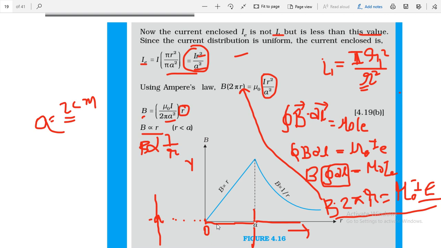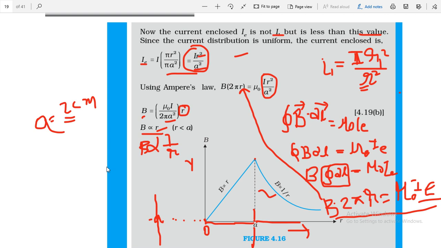So inside the conductor, the magnetic field is directly proportional to distance. This is like y is equal to mx type, y equal to some constant into variable. So this is a straight line passing through the origin, till point a, that is the surface of the conductor. Now this is the region outside the conductor, where the variation is inversely proportional to the distance. So this is the graph of the variation of magnetic field with distance inside and outside.